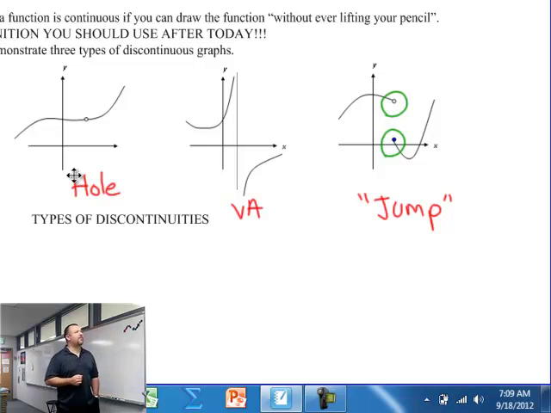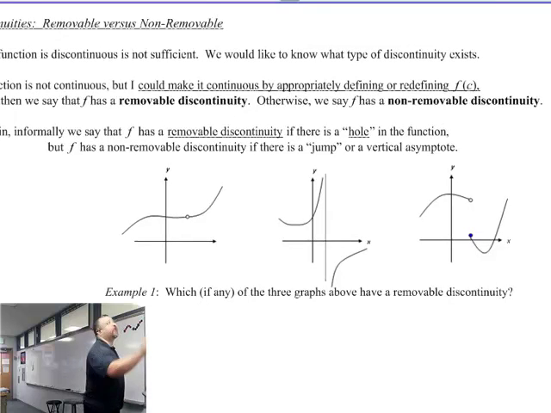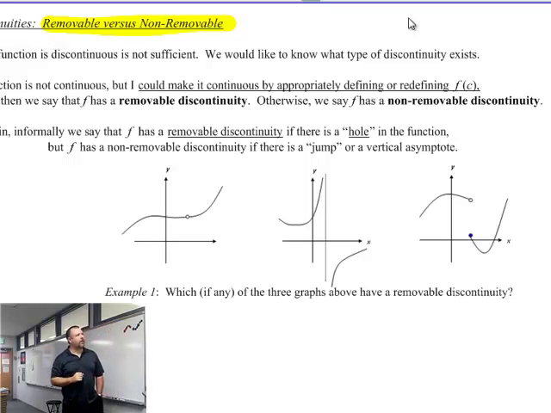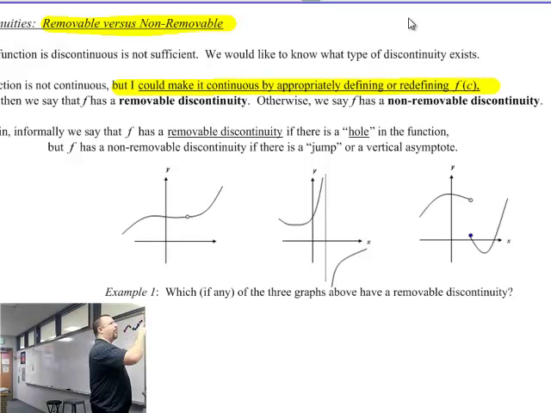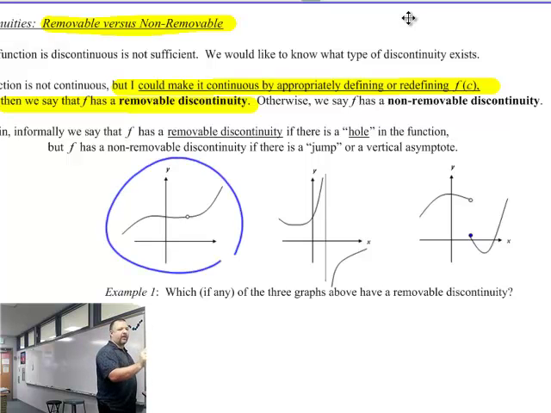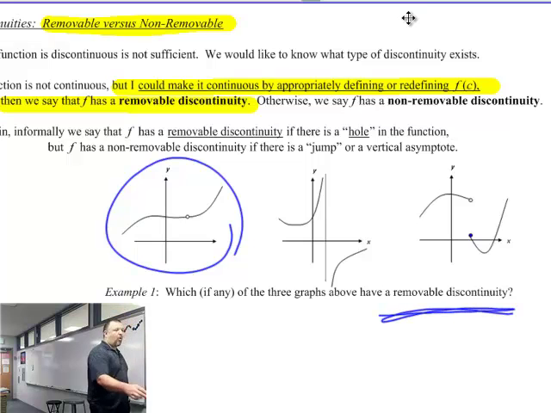So we have basically those 3 types of discontinuities. We're going to lump them into 2 categories, removable and non-removable. These are the words we want to remember. Use those other ones to help you out. Basically, if a function is not continuous, but I could make it continuous by appropriately defining or redefining f of c, we say that f has a removable discontinuity. What does that mean? That means we have a hole in our function. The only type of removable discontinuity we're going to deal with is a hole, and so this function right here is going to be removable.